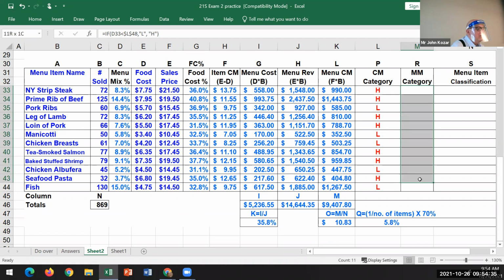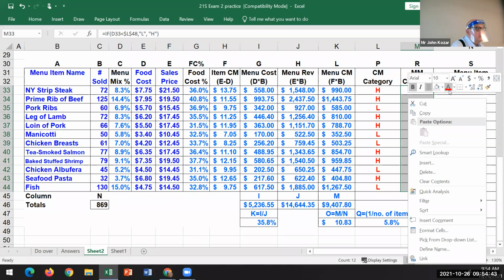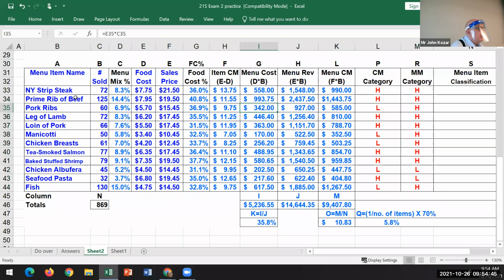And for the menu mix, we're comparing it to the number in box Q here, 5.8%. And the menu mix that we have over here, so if it's lower than 5.8%, it's going to be an L. And it looks like we have just the two that are lower.